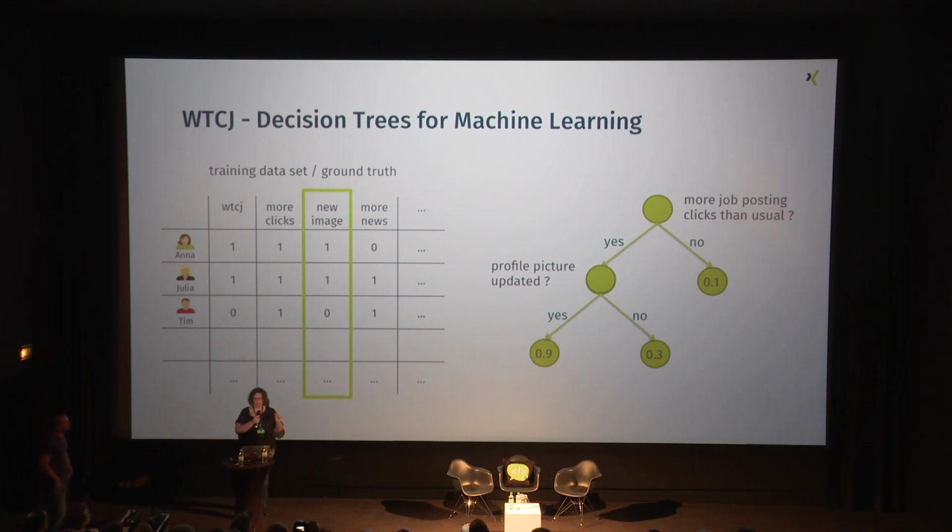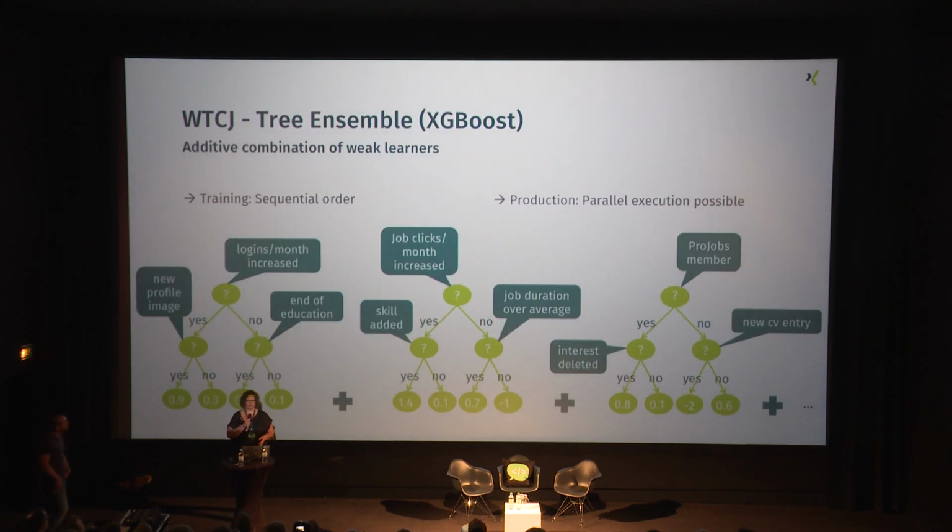Trees are already very powerful, but they can grow very, very big, and they tend to overfit. So you really need to be careful with that. And what we decided is, as I said, we use XGBoost, which is a tree ensemble. So in fact, we have for this problem 500 trees that are not very deep, and so they are weak learners, but we combine them in an additive way. So we first learn one tree, like for example the tree on the left, where we consider if the logins per month increased, where we consider if a profile image was updated, if the end of the education is near.